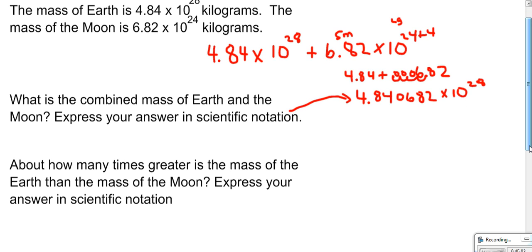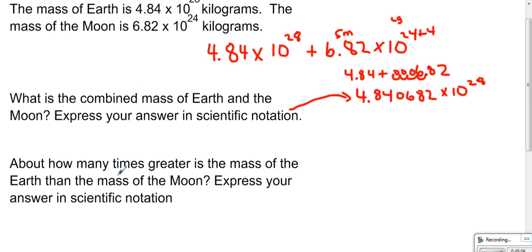About how many times greater is the mass of the Earth than the mass of the moon? The mass of the Earth, we said, is 4.84 times 10 to the 28th. How many times greater? What's the operation? It's division. How many times greater? And put the moon as the denominator. 6.82 times 10 to the 24th.